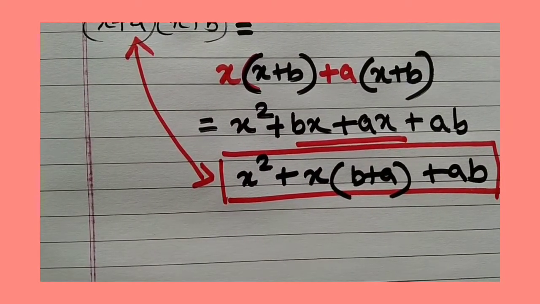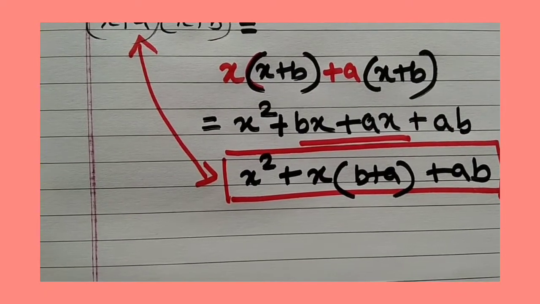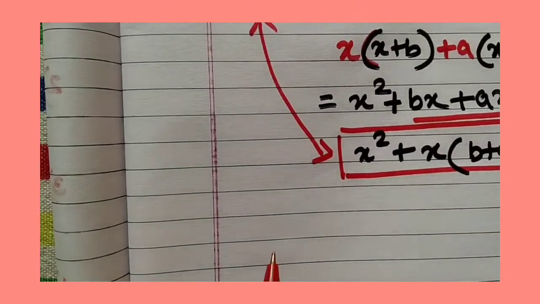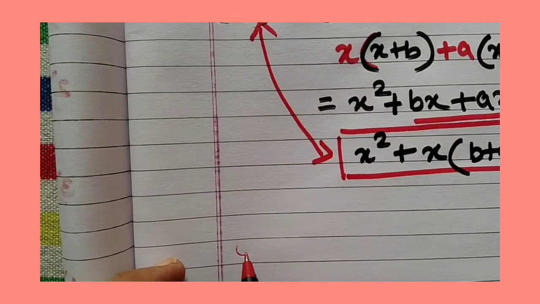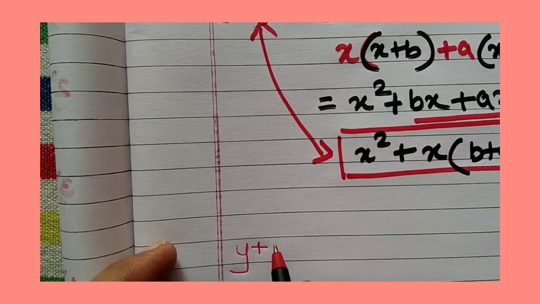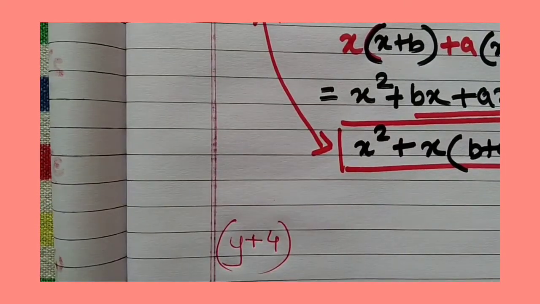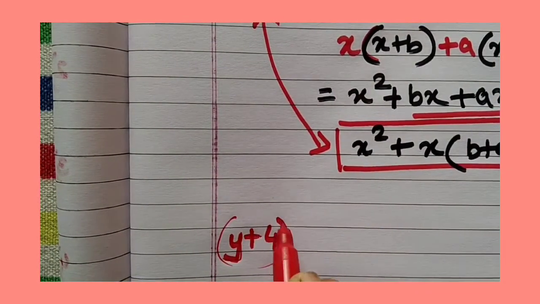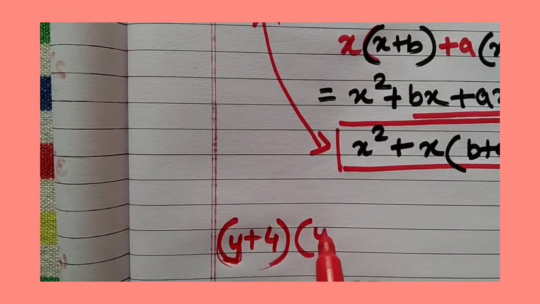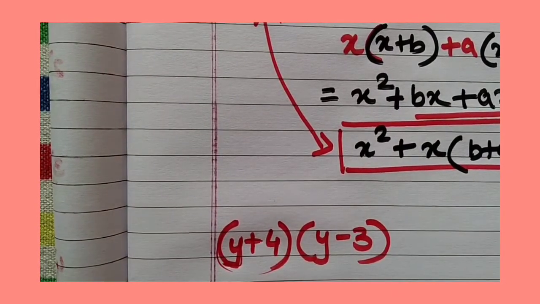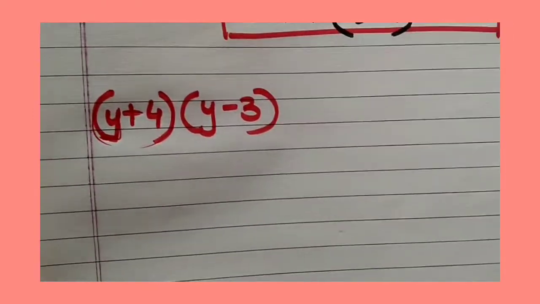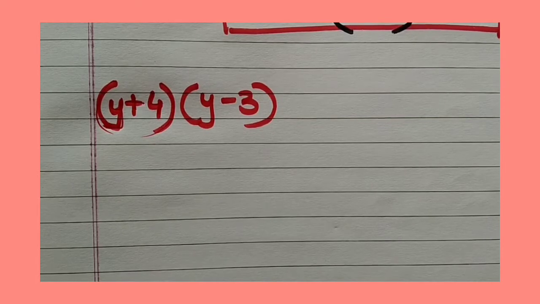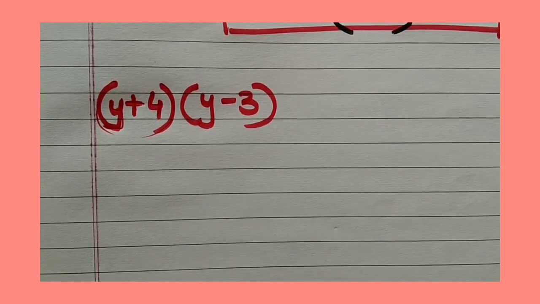Let us take one example where we have a negative number. Let us take this: (y + 4) multiplied by (y − 3). Students, I am using sketch pens and different colors so that you get a better idea. You don't have to use them; you have to use a blue pen or a black pen only when you are doing the sums. Remember that.